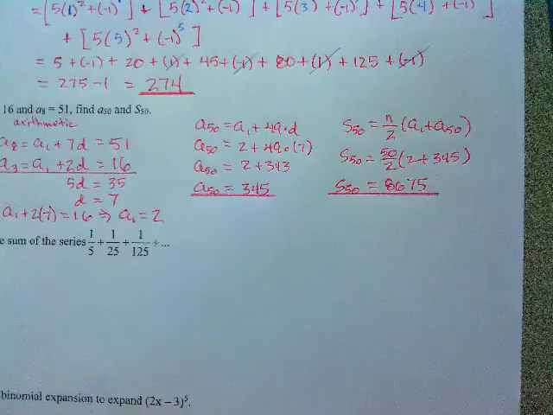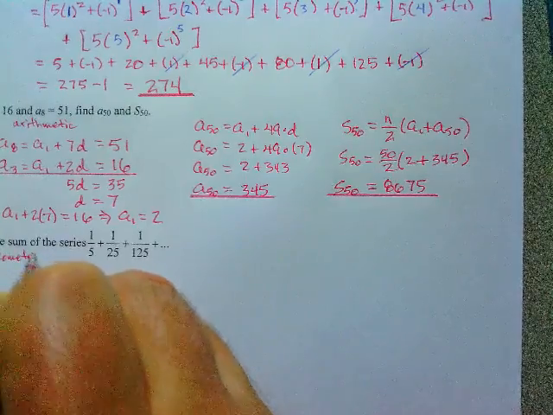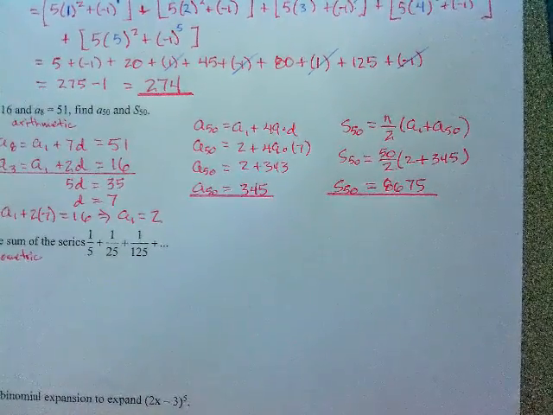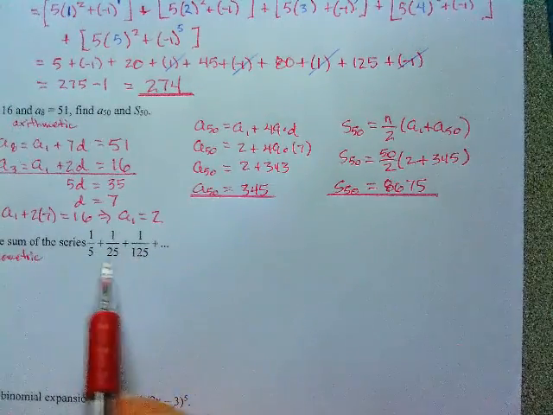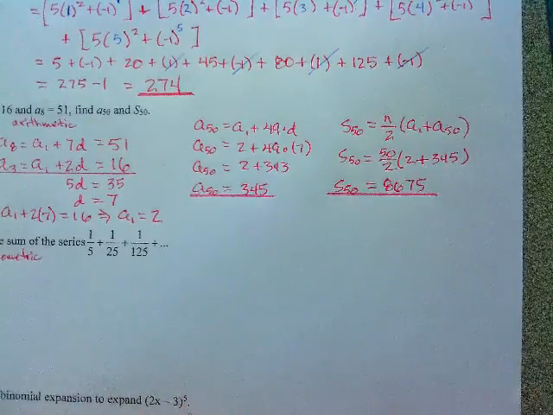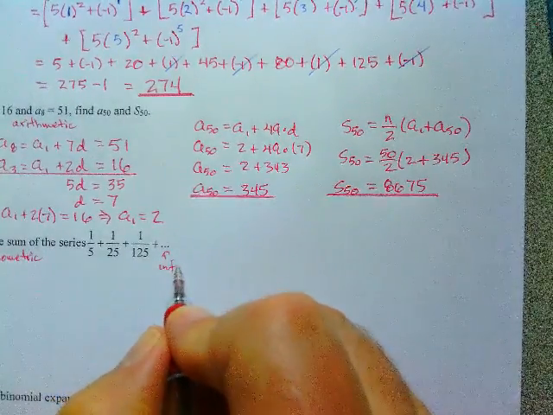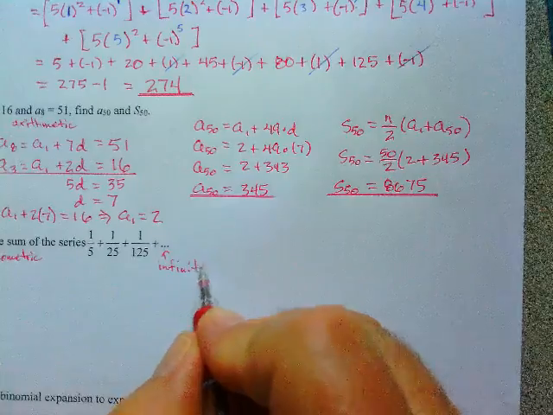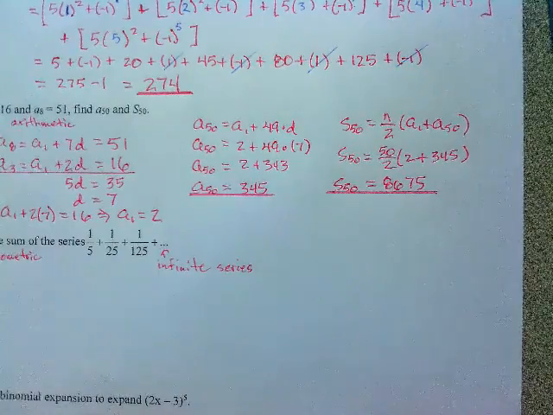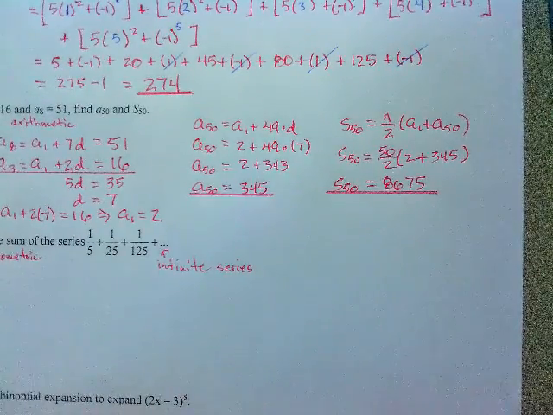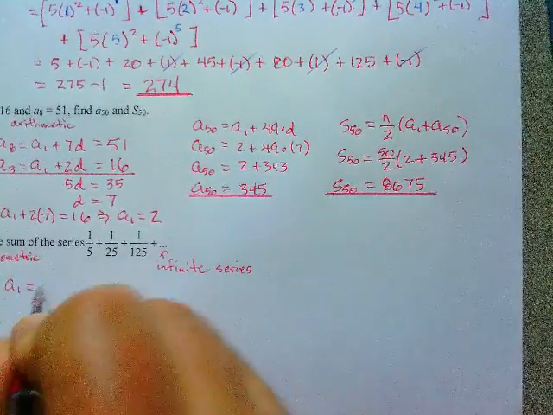Next one is a geometric. And again, it's not going to explicitly tell you, but you can see that the denominators, I go from 5 to 25 to 125. So I'm basically just multiplying the denominators by 5 each time. It is an infinite series. You can tell that from this, because I'm not asking for any particular value like I did in the other one where I said A50 or S50 or something like that. So A1 is 1/5.